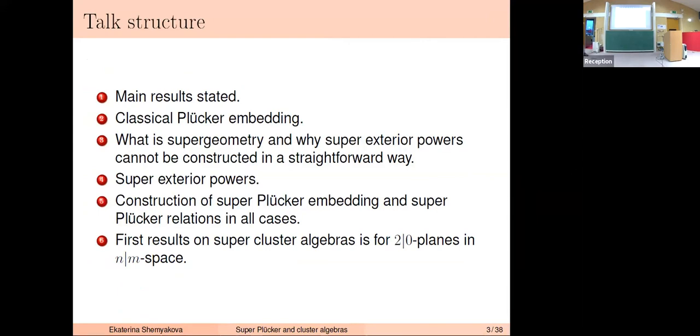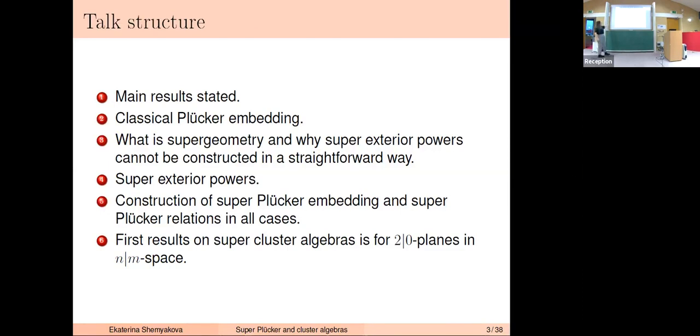I will explain, in simple examples and simple terms, why you cannot introduce exterior powers in natural algebraic ways, and instead you have to construct something more complicated. Then actually the results: I'll show you how to construct the super embedding, and we did it for all cases.